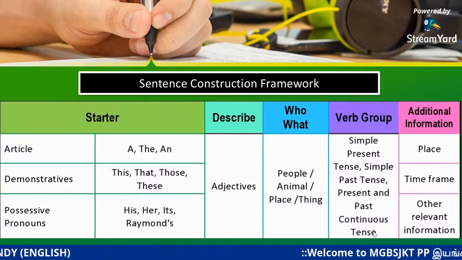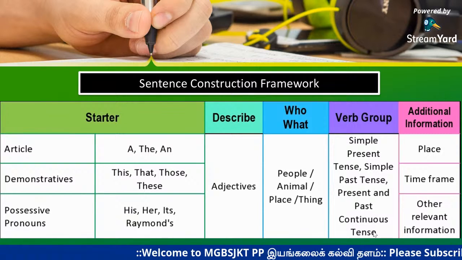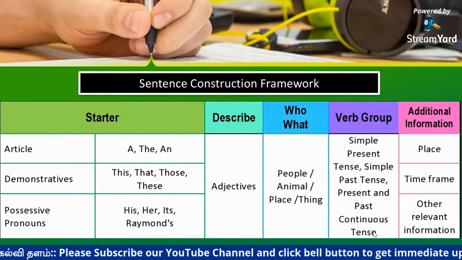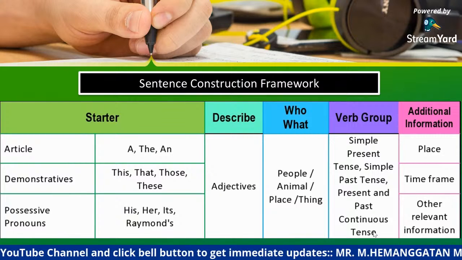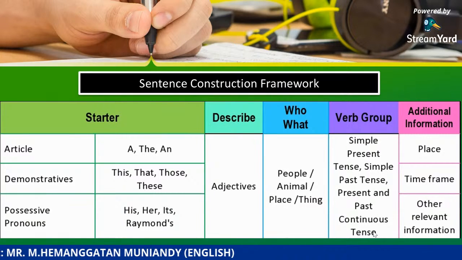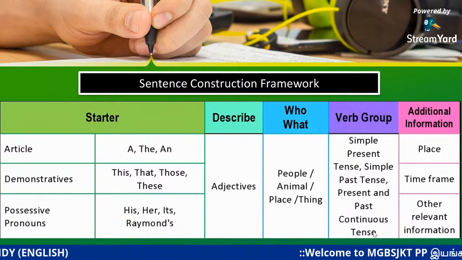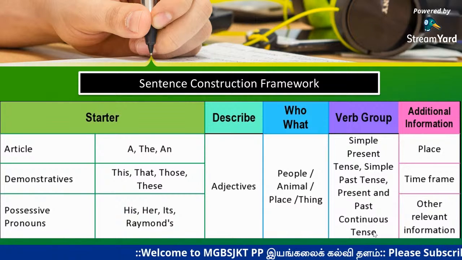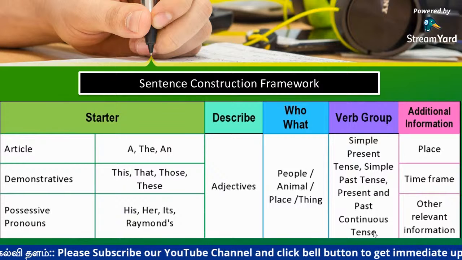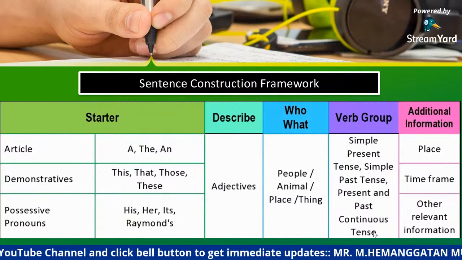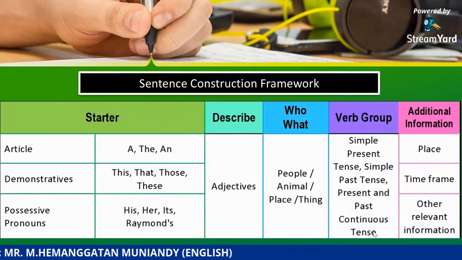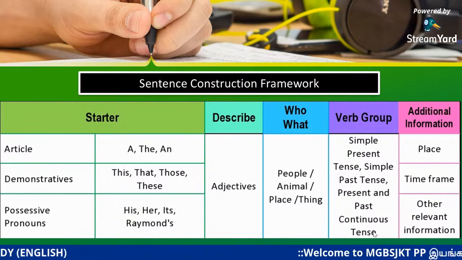The first thing is the starter, next is the description, followed by the subject, who or what, the verb group, then the last column is the additional information. As for the starter, this is what you're going to write: either an article, demonstratives, or possessive pronouns. Articles, I'm sure you know what an article is: the and a. Demonstratives are this, that, those, these. This and that are singular, those and these are plurals. This is near, that is far, those are far, these are near. Or you can simply use possessive pronouns, his, her, its, or you can put any name.